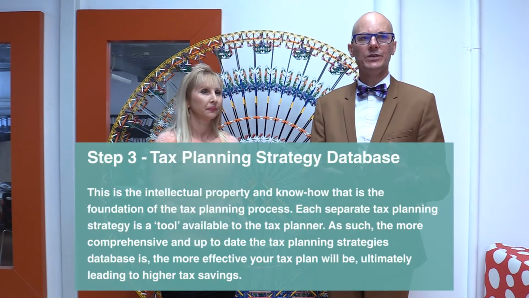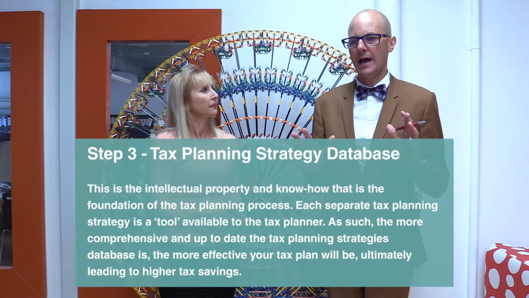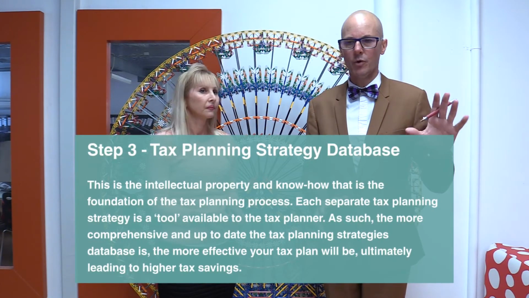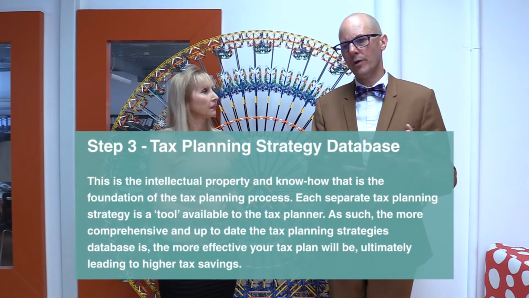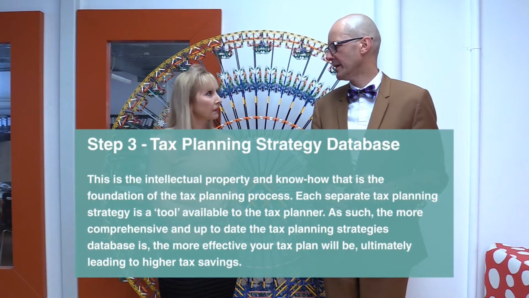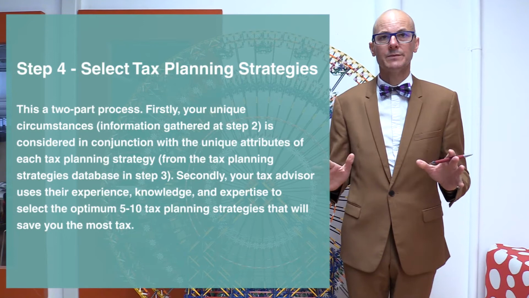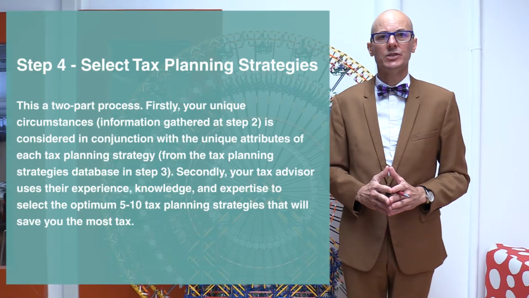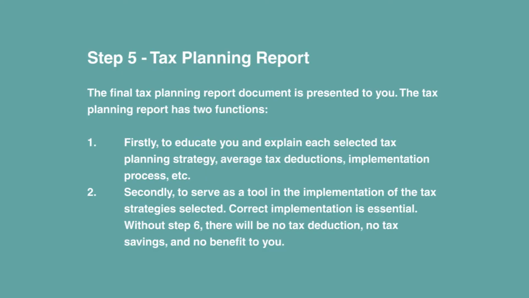Well, then we move on to step 3, which is a tax planning strategy database. A good tax strategy database will have at least 200 tax strategies, and some of them will apply to you if you're an employee, some will apply to business owners, some investors, retirees. So different strategies will apply to different taxpayers under their circumstances. Step 4 is select tax planning strategies. This is where your expert tax planner will use their many years of experience and training to select the appropriate 5 to 10 tax planning strategies that are tailored for your unique circumstances, based on the information they gathered in step 2, information gathering. Step 5, the tax planning report.